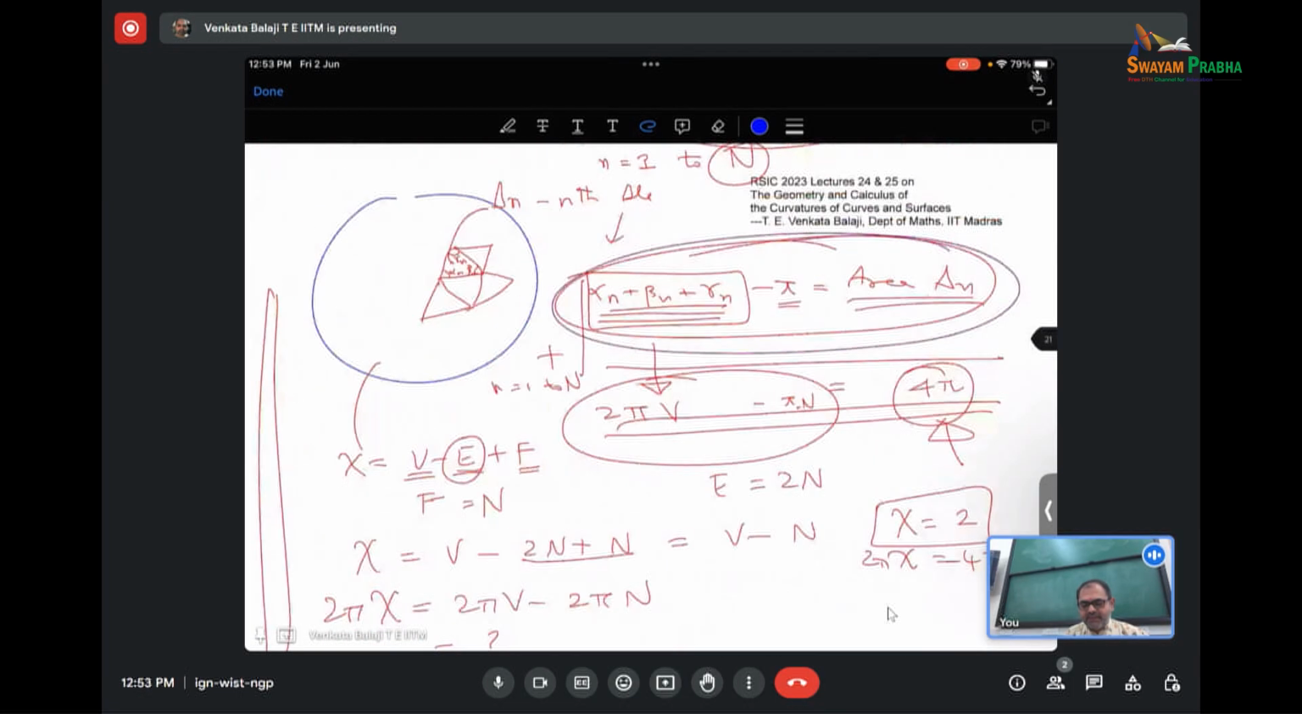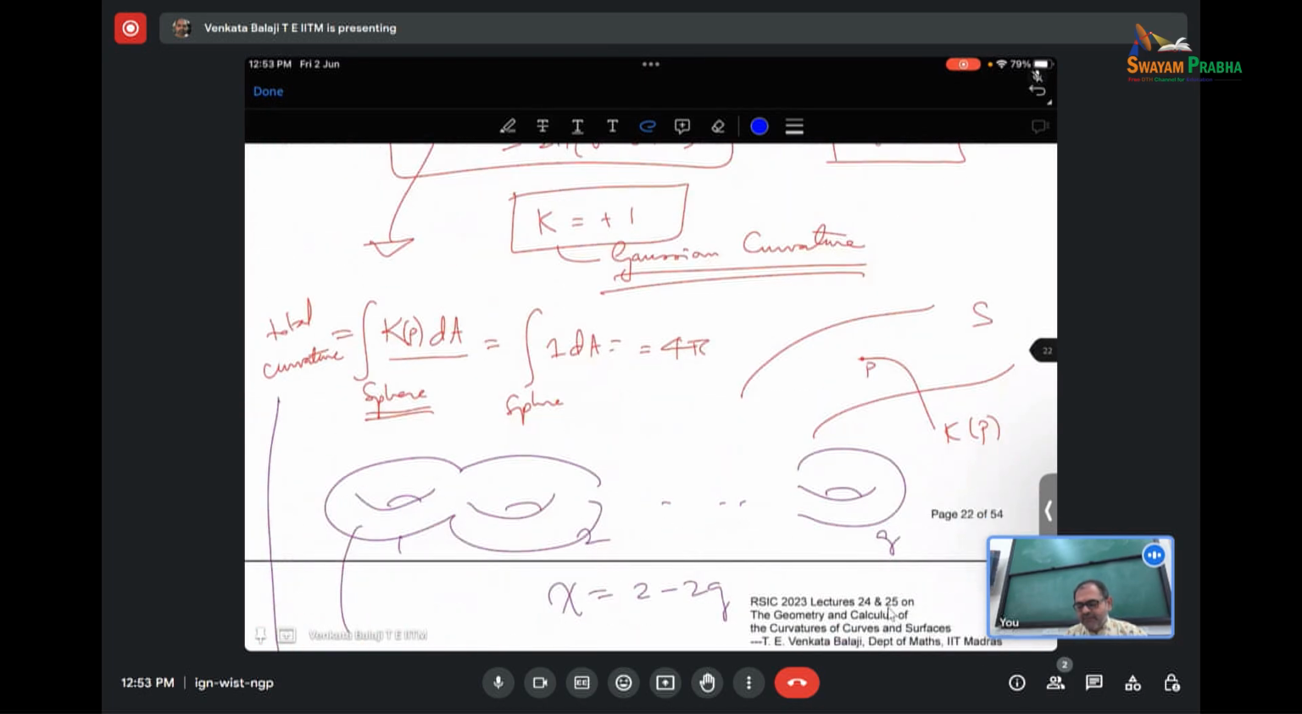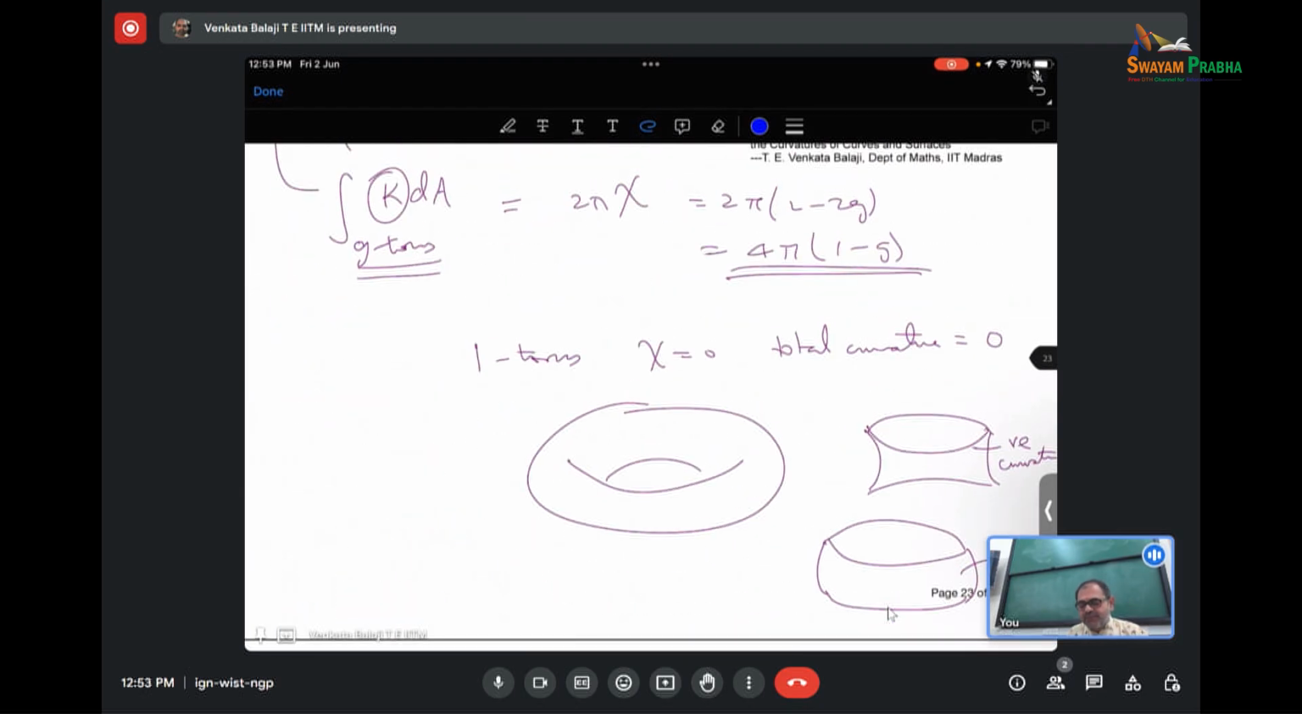So basically, you see what is happening in the case of the sphere. What I am getting is that the total curvature is actually 4 pi. That's an angle. And more generally, if you take a genus g torus, the total curvature is actually 4 pi times 1 minus g. That's also a multiple of 4 pi, anyway, an angle. So you always get this thing that total curvature is actually an angle. All right, that is how the Gauss-Bonnet theorem looks.